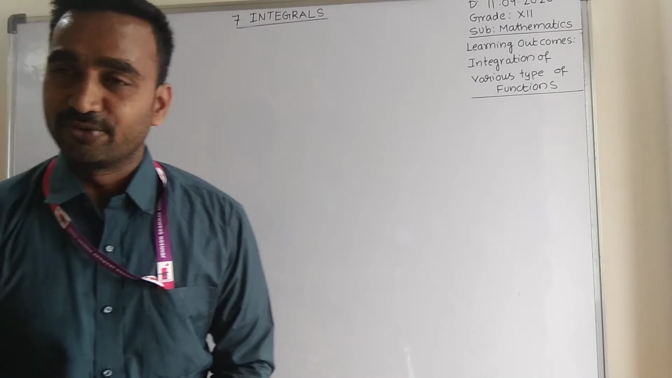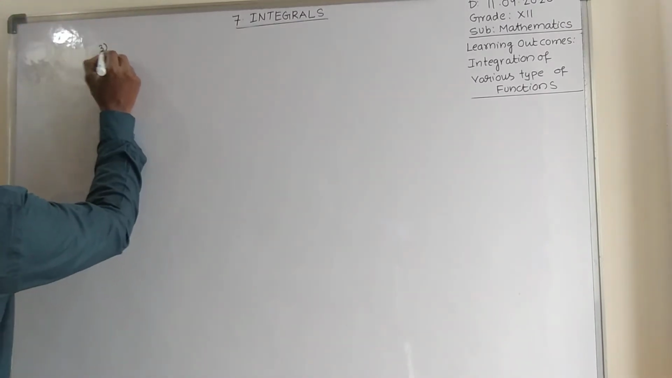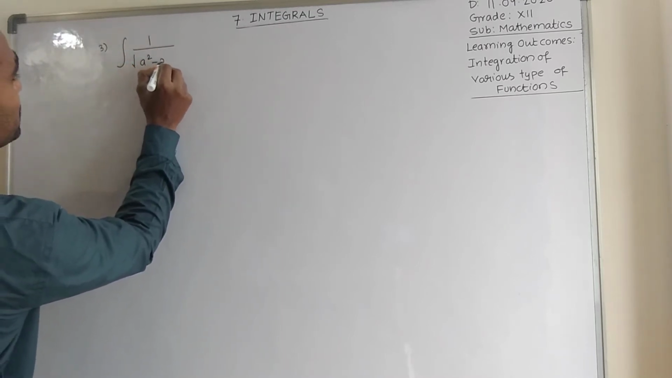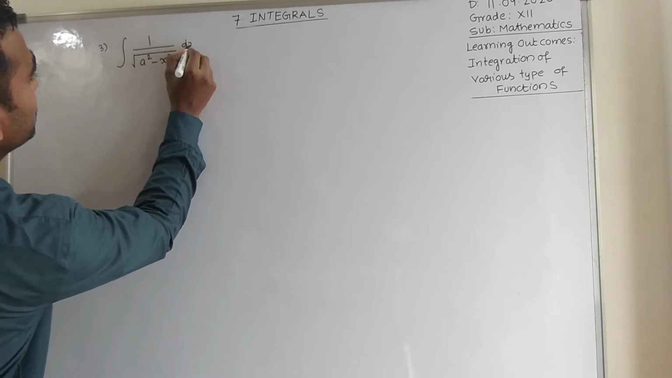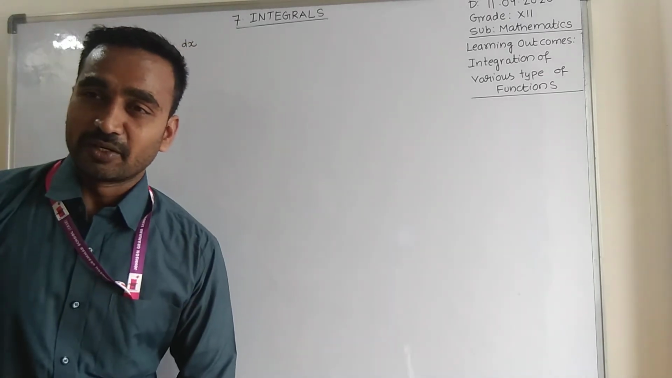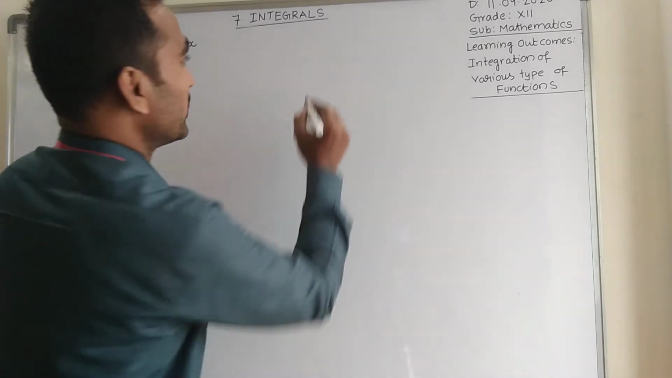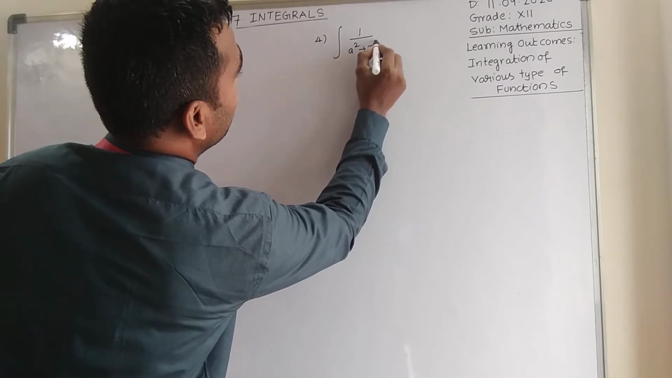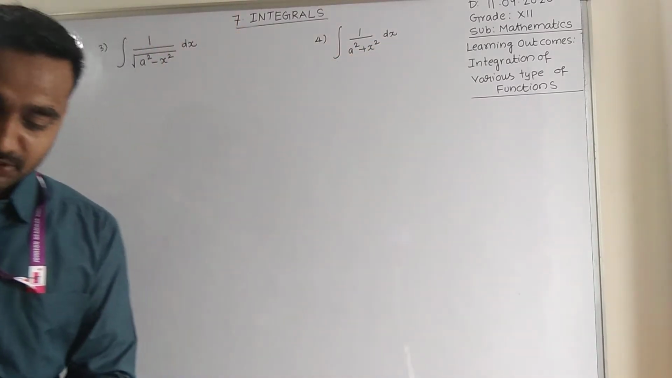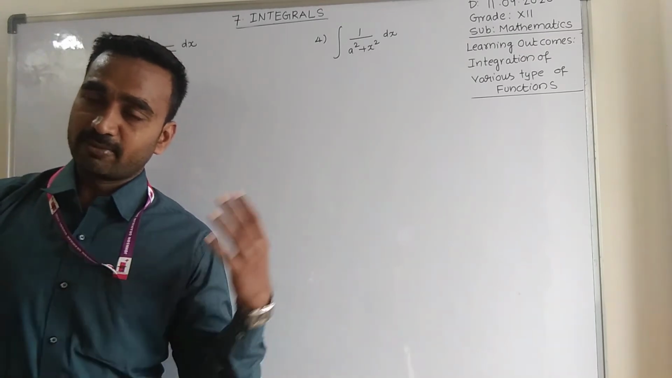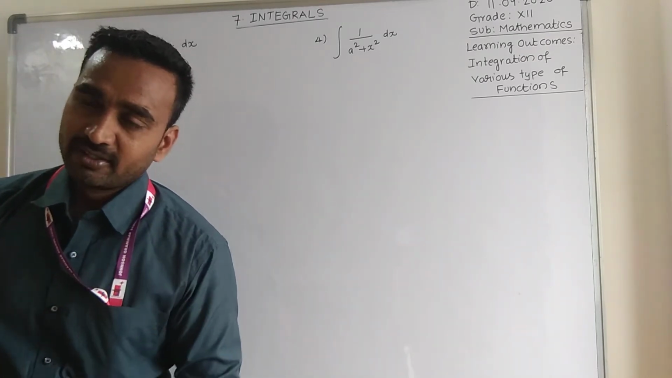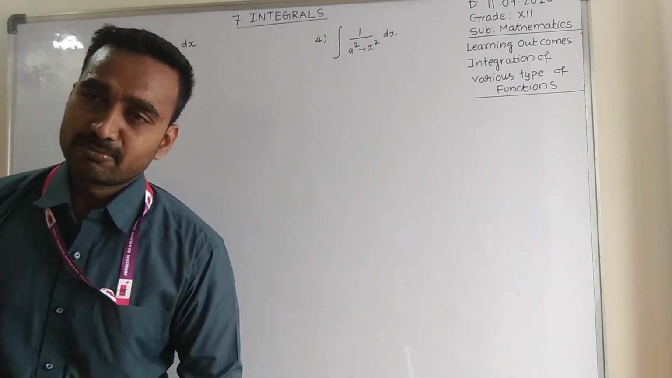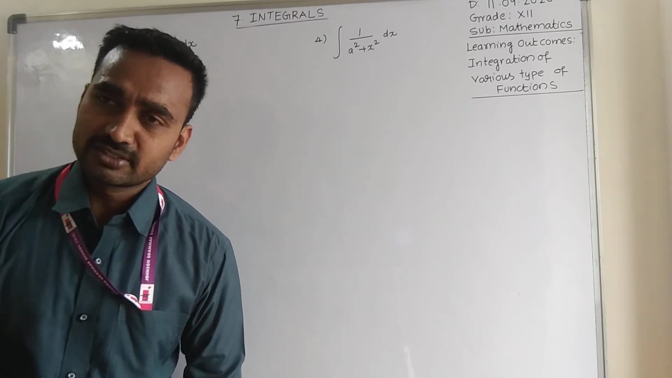Yes students, next, 3 and 4: integration of 1 upon root over a square minus x square dx, and the fourth one, integration of 1 upon a square plus x square dx. Okay, these two. So students, listen, we have 6 various types of functions like this. They look the same, but they are varied by different approaches. So students, please focus on the given examples.